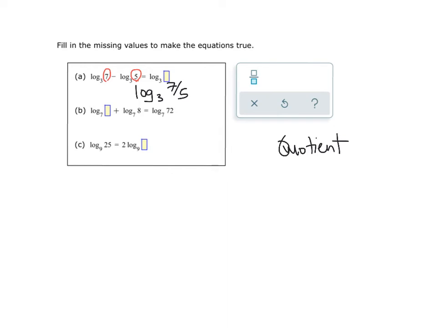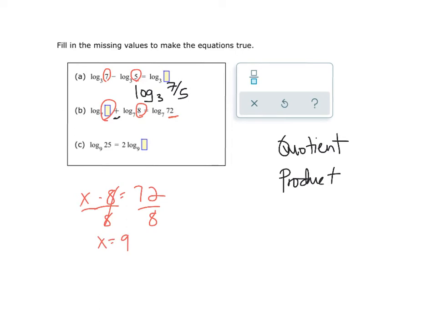Second problem, we have this addition. So we're going to use the product property, which states we multiply whatever value this is times this, and we should get 72. So some number times 8 equals 72. You can divide by 8 and get x equals 9. So the second blank should be 9.